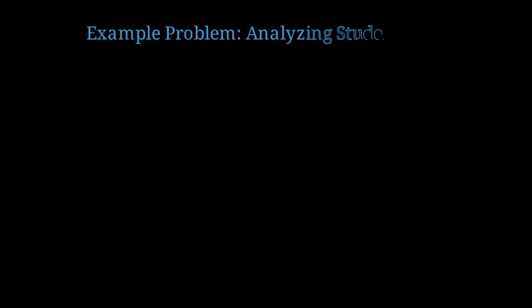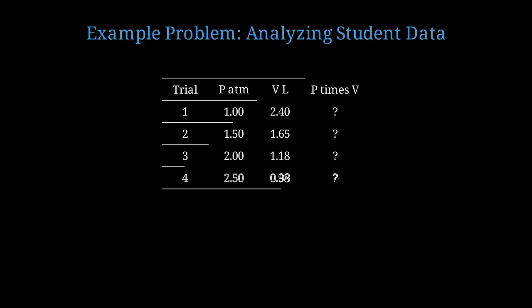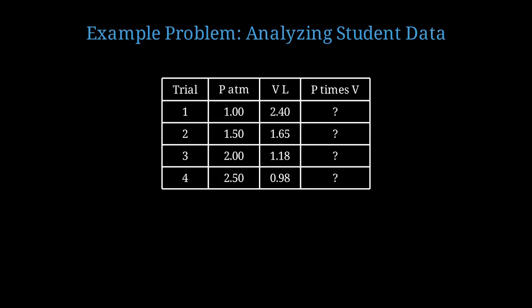Let's work through an example problem. A student performs a Boyle's law experiment and gets the following data. Let's analyze it together. Here's the data. First step, calculate P times V for each trial. 1 times 2.4 equals 2.4. 1.5 times 1.65 equals 2.48. 2 times 1.18 equals 2.36. 2.5 times 0.98 equals 2.45.